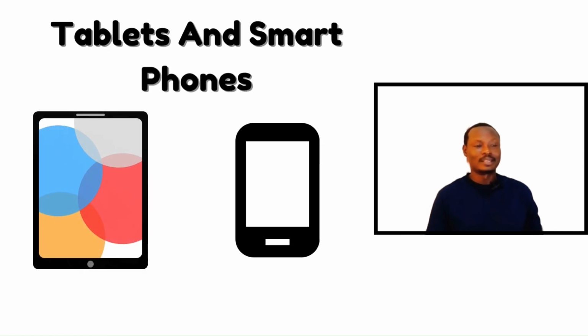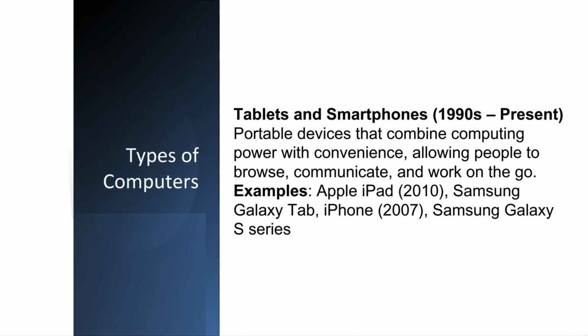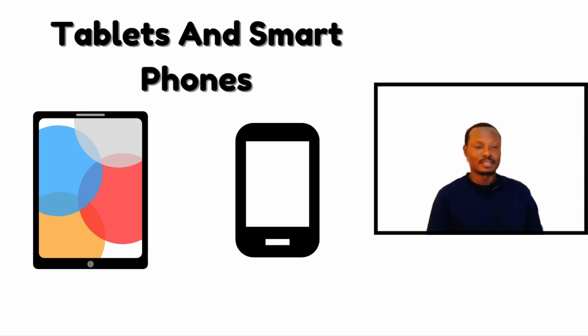Tablets and smartphones. The companies started producing tablets and smartphones from the 1990s, and they still produce them. They are portable devices that combine computing power with convenience, allowing people to browse, communicate, and work on the go. Smartphones. I'm very sure it's common in the world, and if you don't own one, at least you've come across one, you know how they look, and an image will be displayed on the screen for you to see how smartphones look.